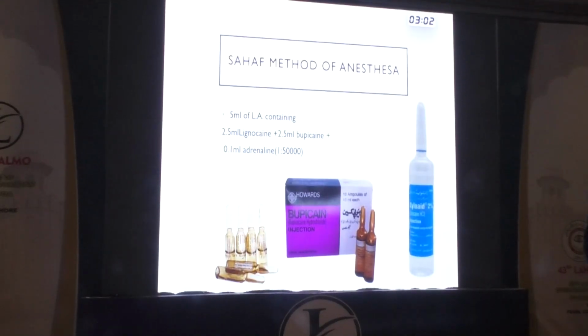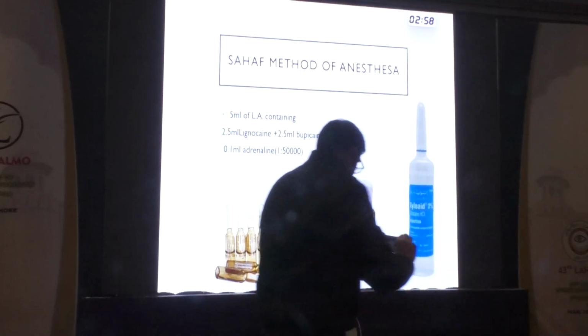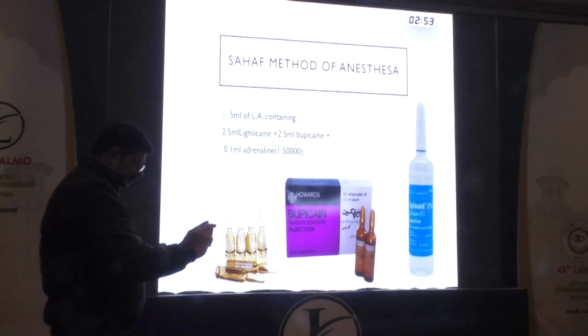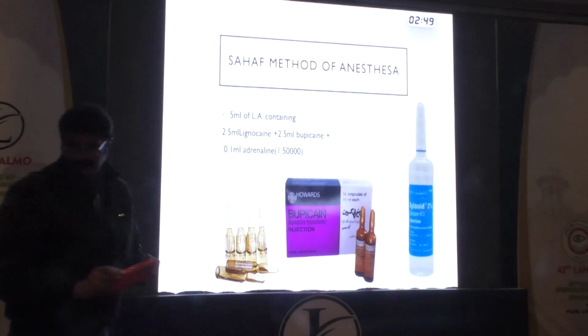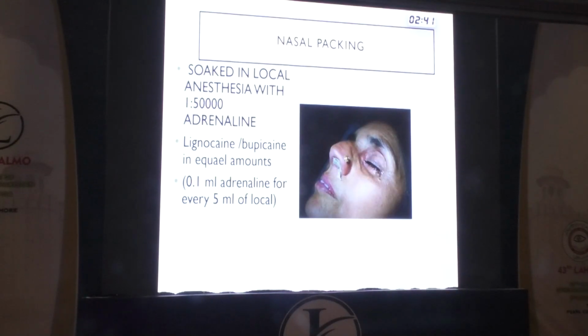This is the method devised by Professor Imran Sahab, and in this we make a cocktail of 5 ml local anesthesia with 2.5 ml of lignocaine and 2.5 ml of bupivacaine, and we mix only 0.1 ml of adrenaline. This provides us a good hemostatic concentration of 1:50,000 ratio. The same ratio is used to soak the nasal pack.